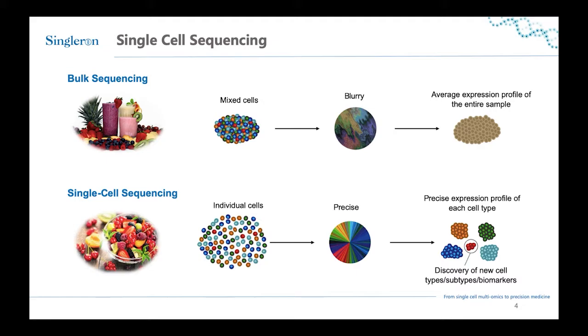Comparing it with bulk sequencing is the same thing as comparing a smoothie to a fruit bowl. Even though they have the same components, the readout that you have from it is quite different. While from bulk sequencing you only get the average expression profile of the entire sample, from single cell sequencing you are able to take the pieces apart and identify the individual cell types and the differences between the cell types and how they communicate with each other.